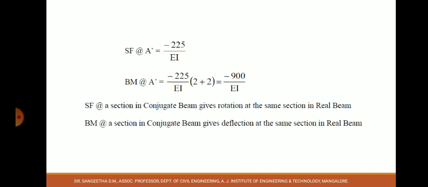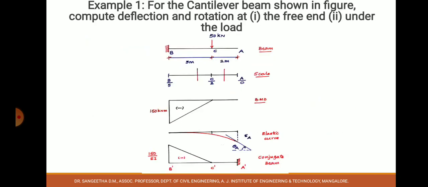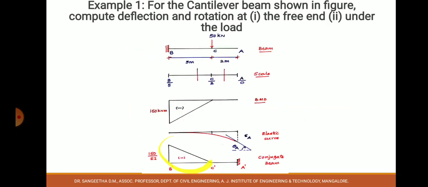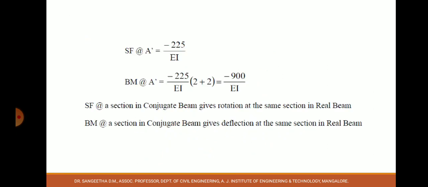Then shear force at A. If you are taking shear force at A, it is half into base into height, because this is ending at C itself, so at A also the shear force remains the same. The area of the M by EI diagram. Bending moment about A dash is minus 225 by EI, 2/3 of 3 plus 2, so it becomes 9.